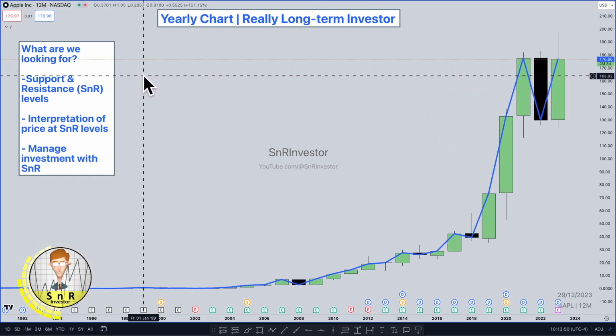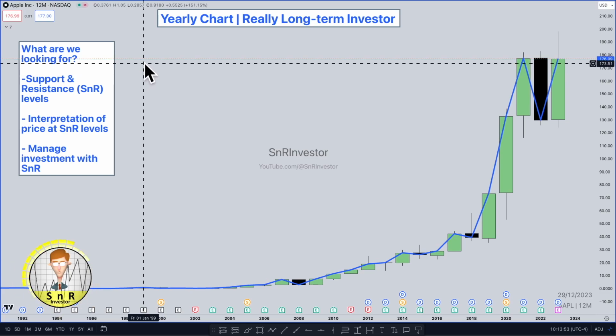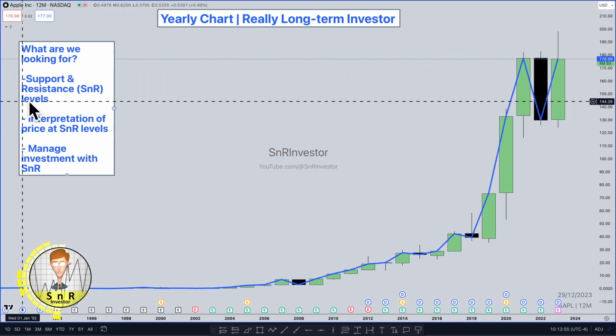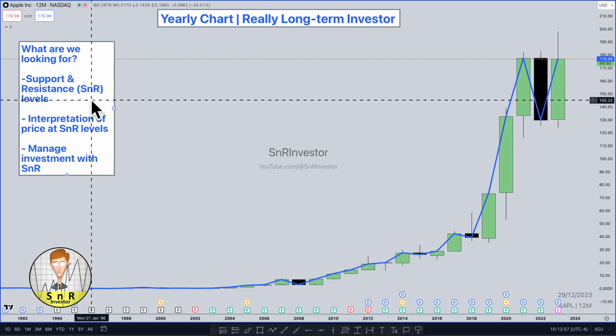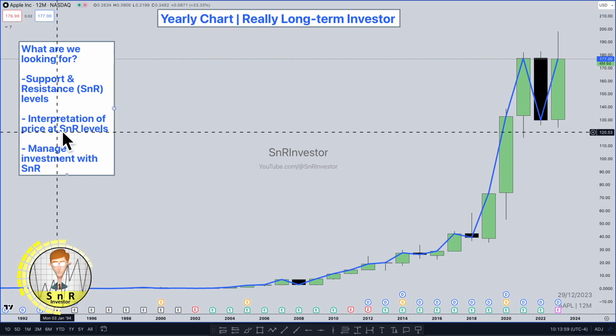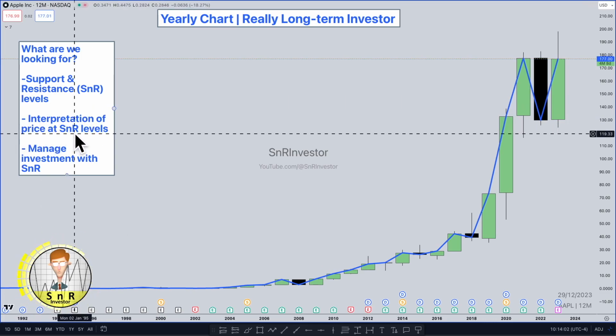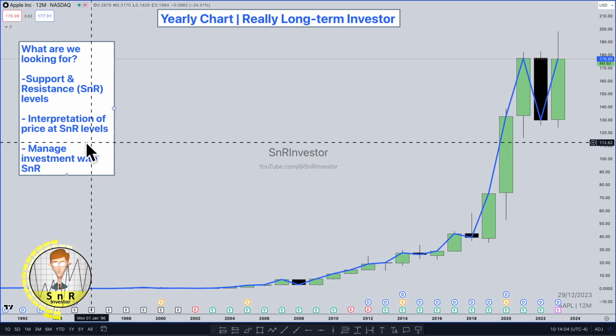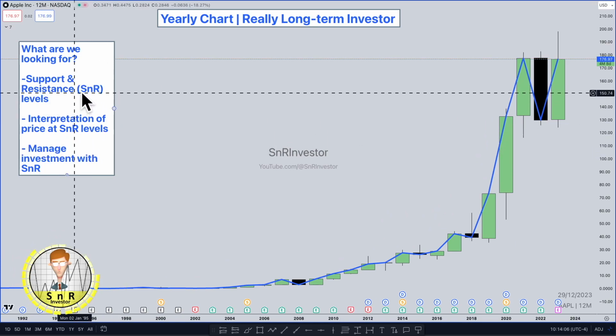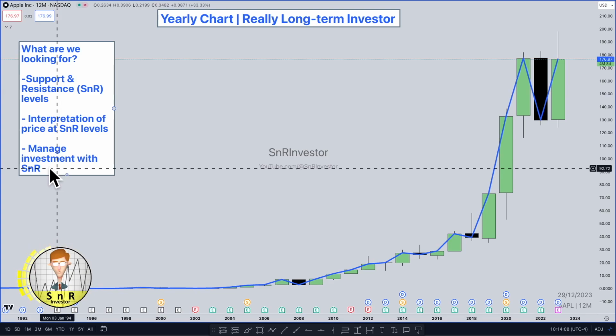So in this Chart With Me series, what we are looking for will be the support and resistance levels of the chart. How can we interpret these support and resistance levels, and how can we use the support and resistance levels to manage our investment better?